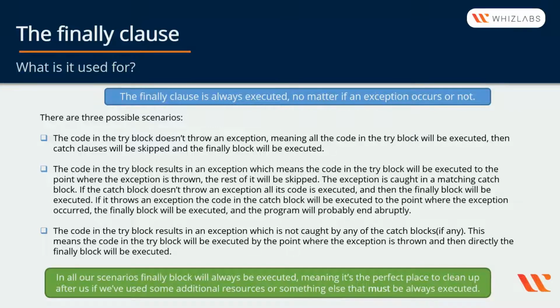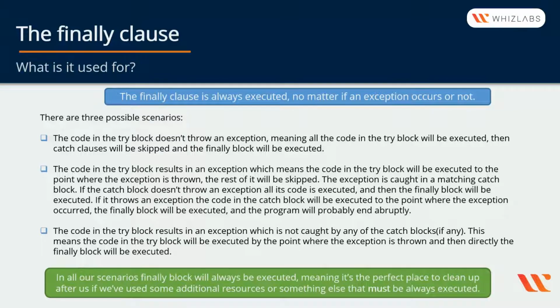The code in the try block doesn't throw an exception, meaning all the code in the try block will be executed. Then catch clauses will be skipped and the finally block will be executed. Scenario 2. The code in the try block results in an exception, which means the code in the try block will be executed to that point where the exception is thrown. The rest will be skipped. The exception is caught in a matching catch block.